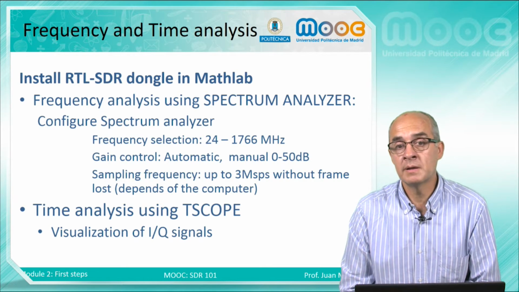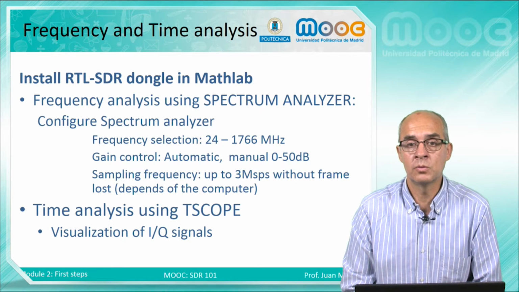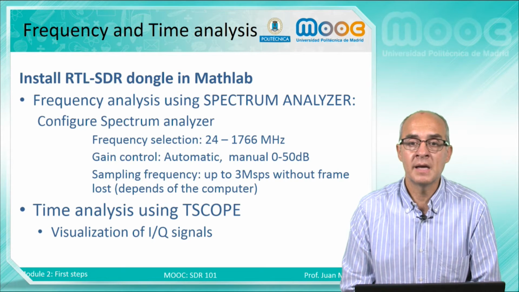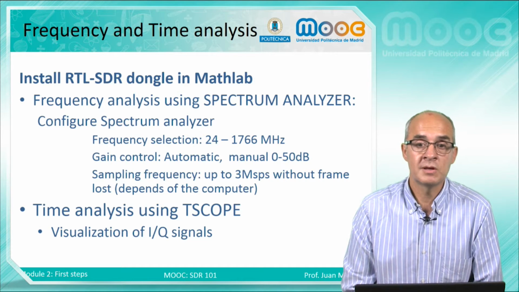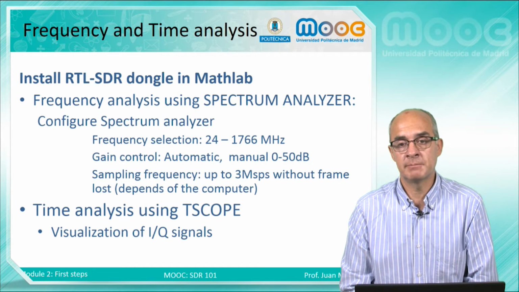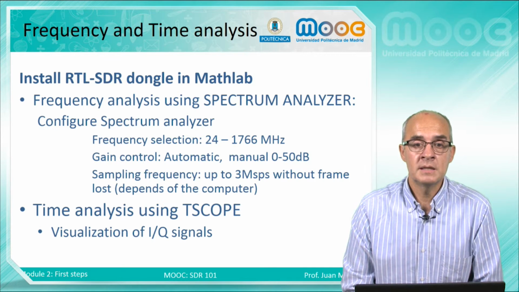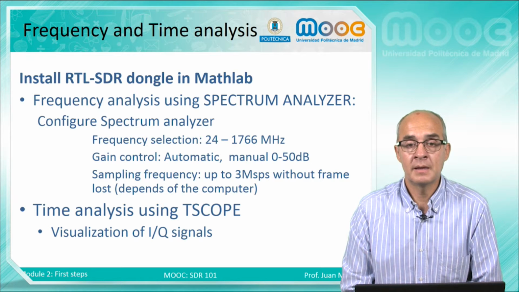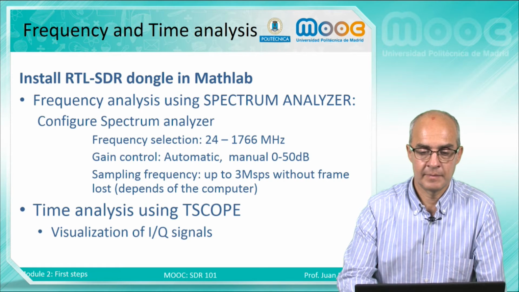You have to remember that the frequency range of the RTL goes from 24 to 1,766 MHz, and it has a gain control of 0 to 50 dBs. The maximum sampling frequency is 3 megasamples per second. Then, after doing the spectrum analyzer, we will make a time analysis using the time scope. And here we can see the IQ signals in real time.